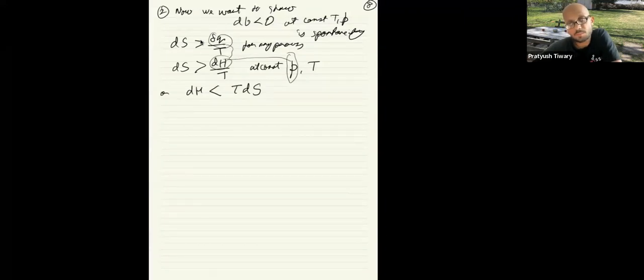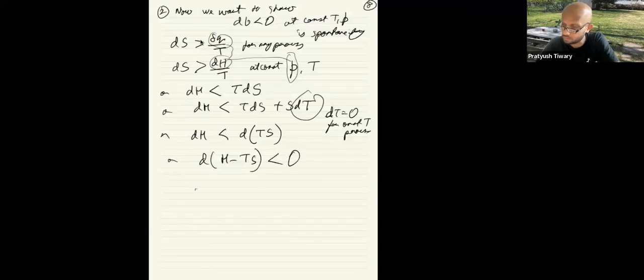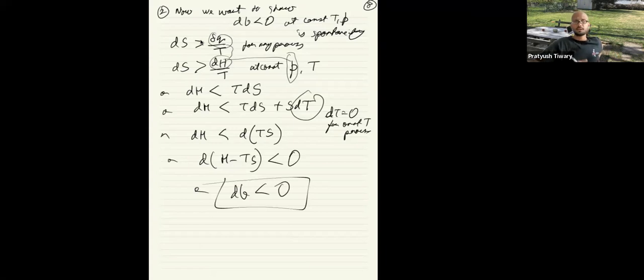It's a constant temperature process. So we can just add over here, or dH is less than TdS plus SdT, because dT is equal to 0 for a constant temperature process, right? Or dH is less than d of TS, or d of (H minus TS) is less than 0, or dG is less than 0. So we did the same proof as we did for dA, but in the opposite direction at constant temperature and pressure.